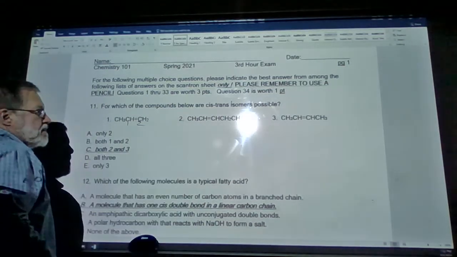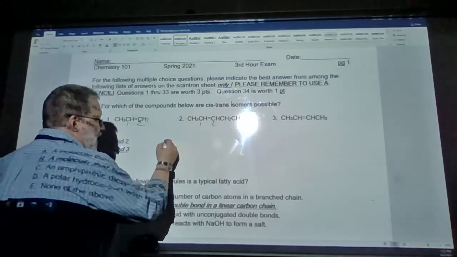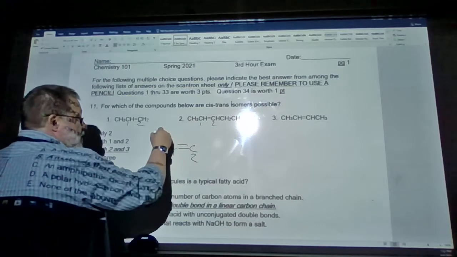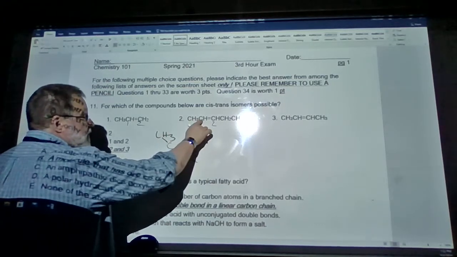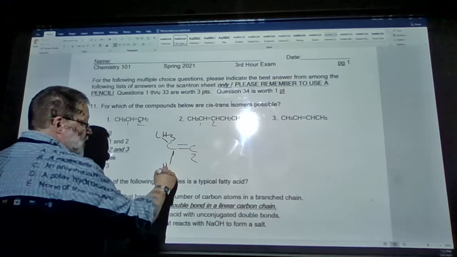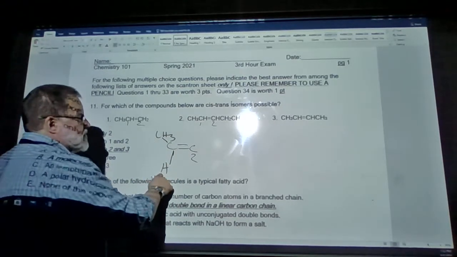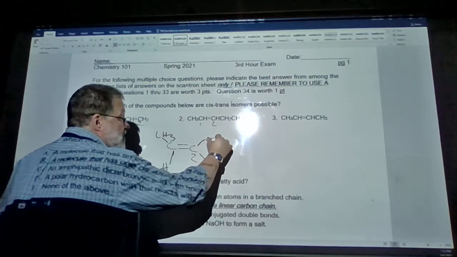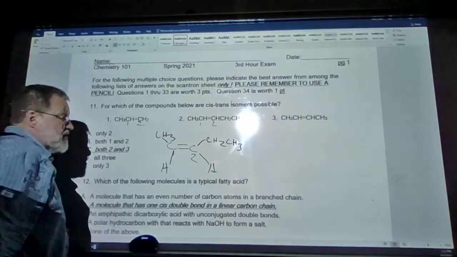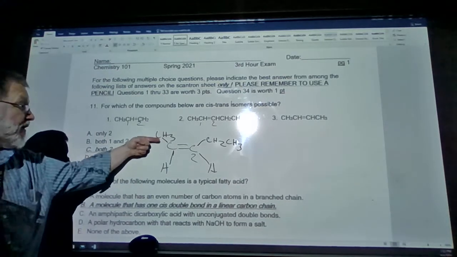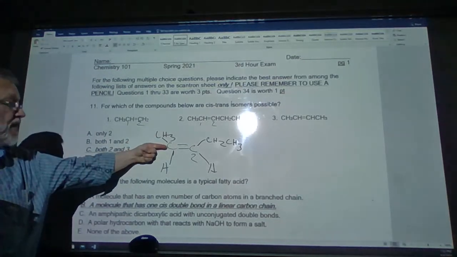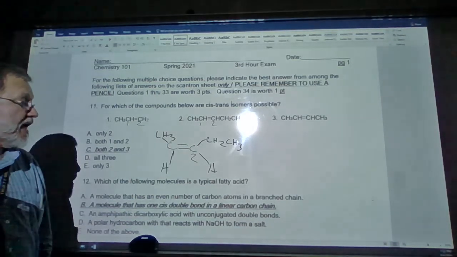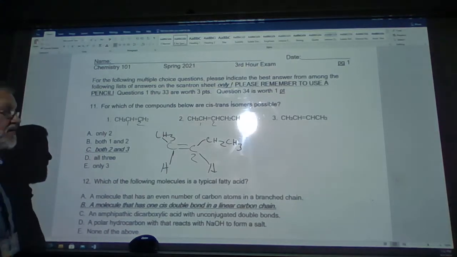Number 2, again, labeling the carbons of the double bond 1 and 2. Attached to this carbon, carbon 1 of the double bond, we have a CH3 and a hydrogen. Attached to carbon 2 of the double bond, we have a hydrogen and a CH2CH3. Are both the things attached to this carbon of the double bond different? Yes. Are both the things attached to this carbon of this double bond different? Yes. Therefore, we can have cis-trans isomers.